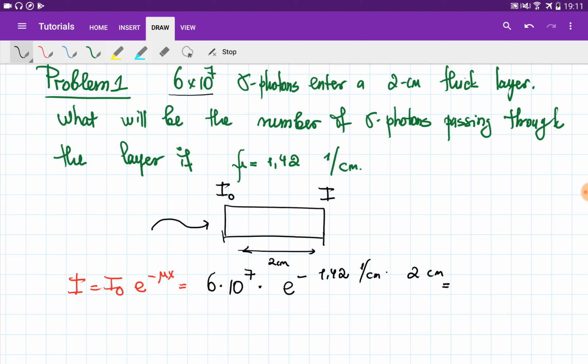Let me calculate this using a calculator. It's going to be exponential of minus 1.42 multiplied by 2, multiplied by 6 times 10 to the power of 7. It's going to be 3.5 times 10 to the power of 6. Okay, so this is what we are going to have after 2 centimeters.